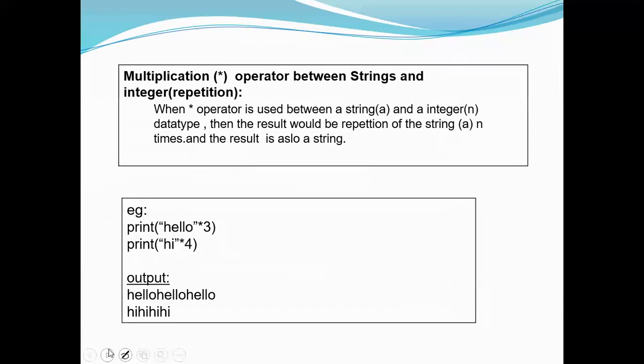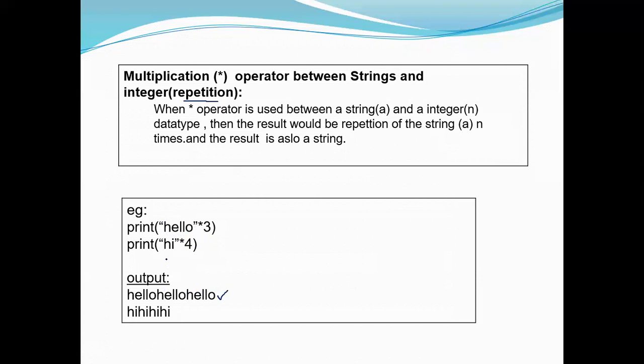Next comes the multiplication operation in strings. When you use the star operator in a string, the star operator behaves somewhat differently. If you give two integers to the star operator, it will do multiplication. But if you give string data with an integer, the star operator will do an operation called repetition. That is, I have a string hello star 3. So the data item, that is the string hello, will get repeated 3 times. Hello, hello, hello. That will be the output.